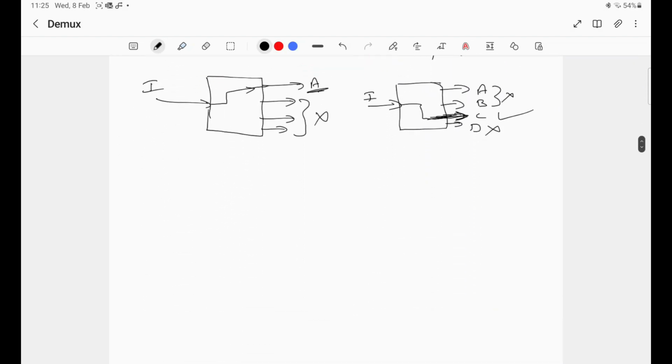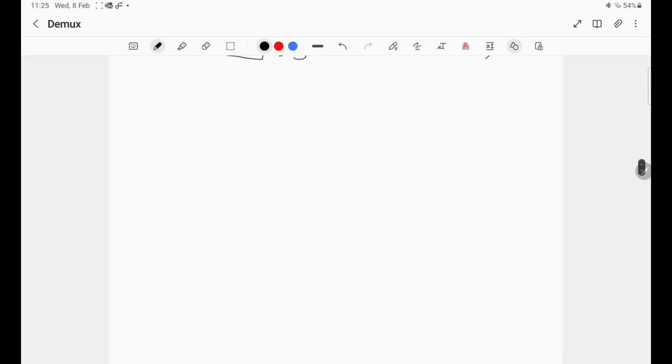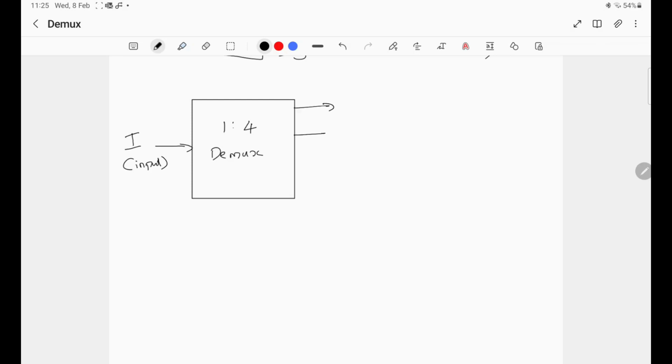So if we draw the logic diagram in a more specific way, it will be like this. So we have a 1:4 Demux. We have an input represented as I. This is the input. We have 4 outputs, namely A, B, C and D. And in order to route the input to a particular output, we have 2 control lines. We will call them select lines, S1 and S0.